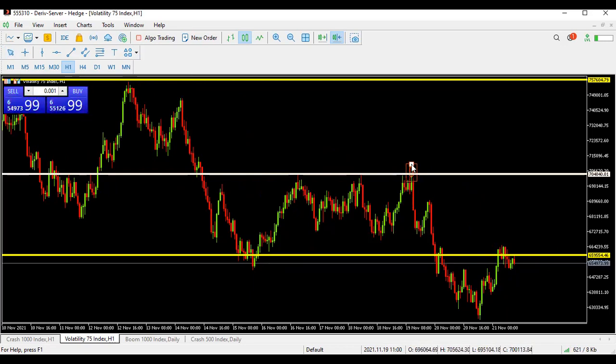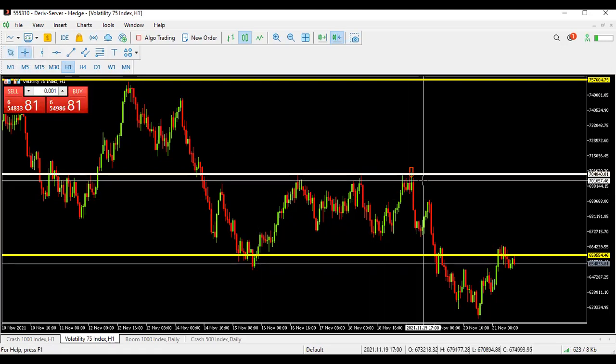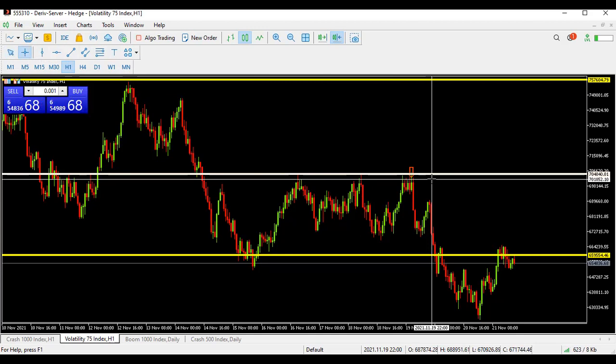You can put a sell limit here. A sell limit where you are not even waiting for the candlestick to form. What it means is that once price gets here, all you need to do is go to your Meta 4 or Meta 5, whichever. This is V75, so we are using Meta 4.